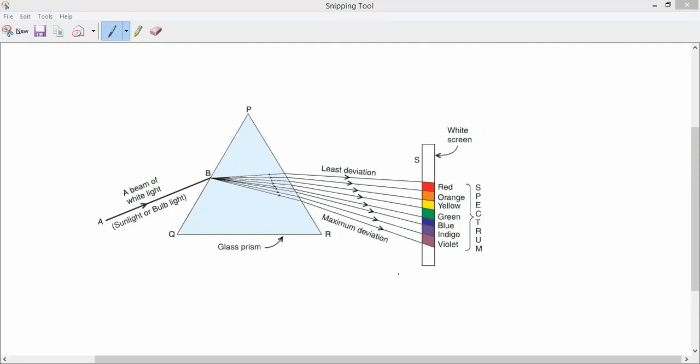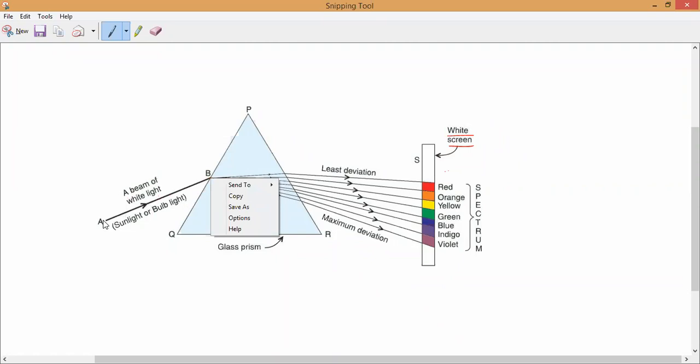Understand? So now here you can see white light splits to form a band of 7 colors on a white screen. This is what we call the white screen. You can see a beam of white light falls. What is the name of the beam of white light? Anybody? AB is the beam of white light. So when it falls on this triangular glass prism, a band of 7 colors is formed on a white screen.